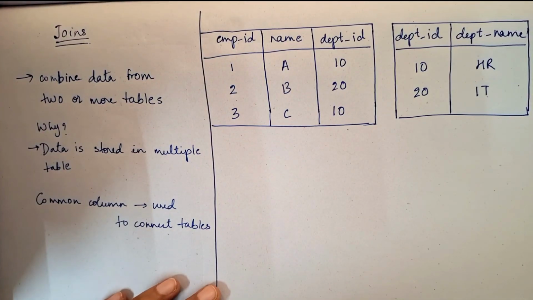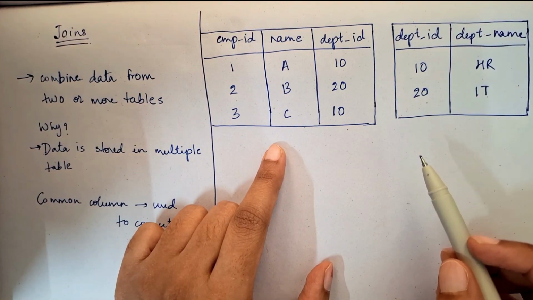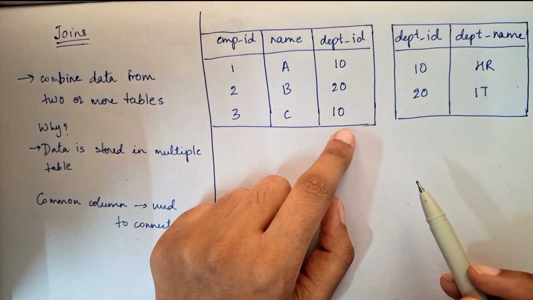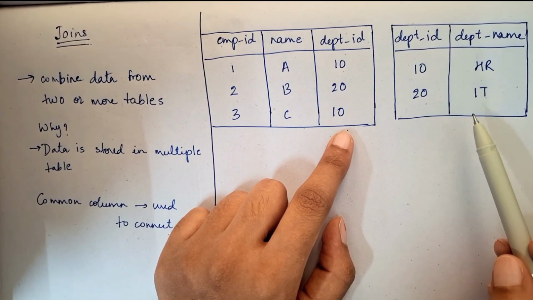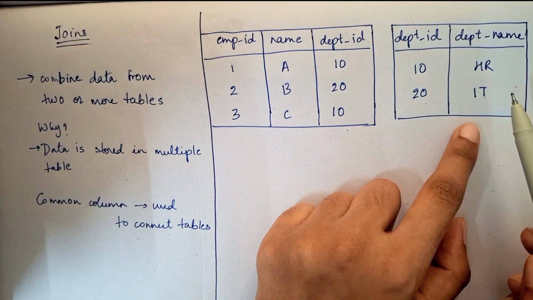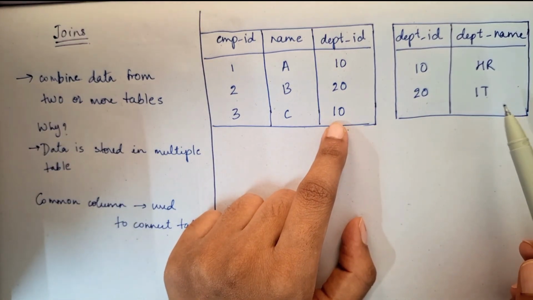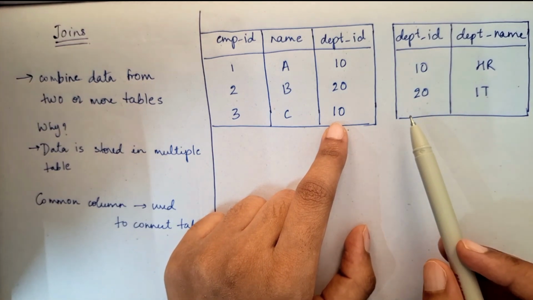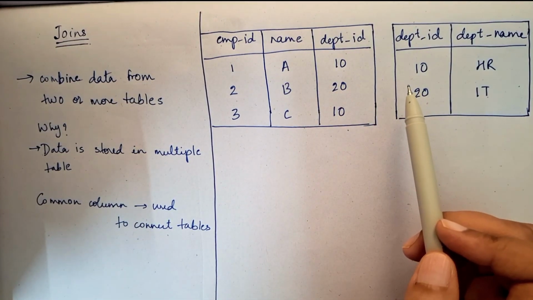Now let's understand this with a simple example. Assume we have two tables. The first table is employees. In this table, we have three columns, that is employee ID, name and department ID. And we also have another table, that is departments. This table contains department ID and department name. Now, here comes the important part. In the employees table, we have something called department ID. And in the departments table also, we have the department ID. So guys, this is the common column that connects both of these two tables.